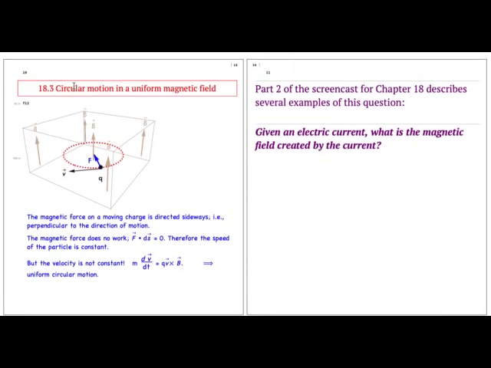Well, the third section of chapter 18 is about applications of the magnetic force. And most of these applications have to do with circular motion of a charged particle, electrically charged particle, in a uniform magnetic field. So here's a picture. We have a uniform magnetic field. Uniform means it's the same throughout this whole volume. It's just constant. At each point in the volume, there's a magnetic field vector, let's say pointing in the z direction.